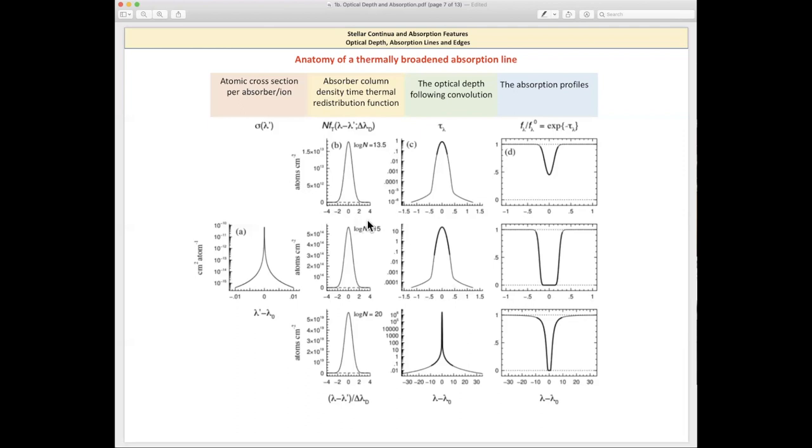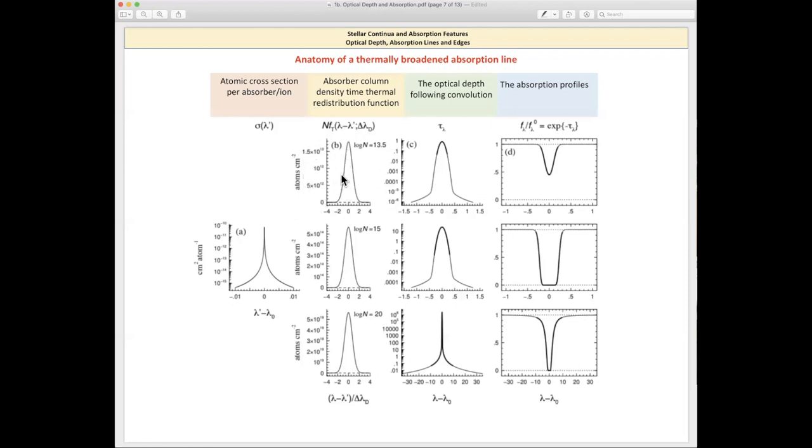And then here's a very, very high column density cloud, 10 to the 20. And you can see now the redistribution function of the particles and their velocities back and forth. But we're in a really thick cloud now, so the amplitude of this is like 10 to the 19, 10 to the 20. All right, so let's go back up to this one here.